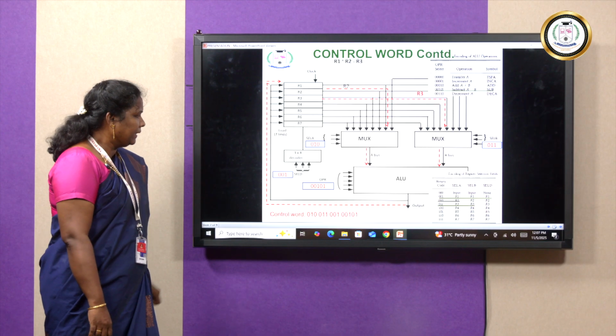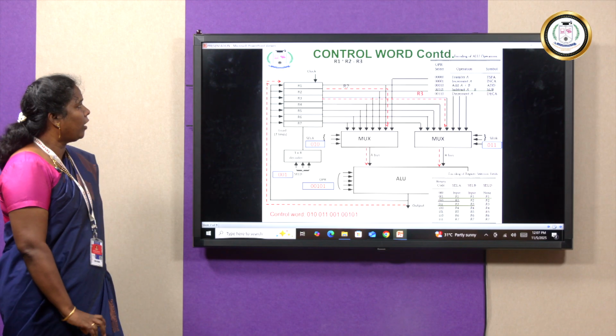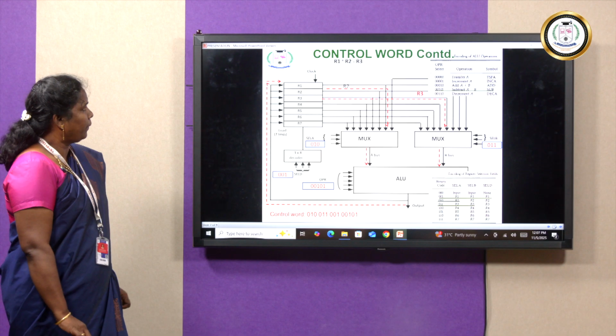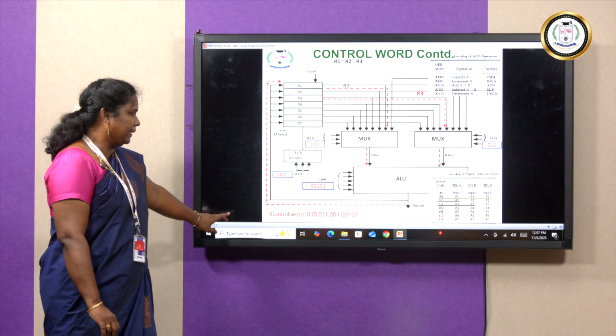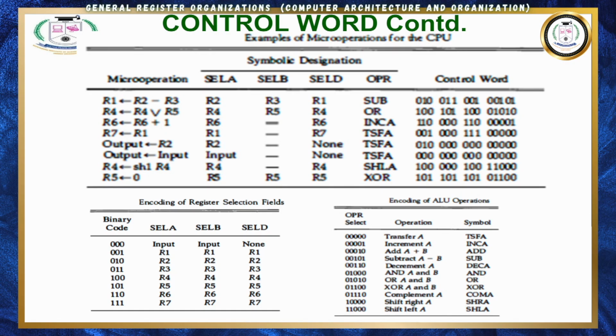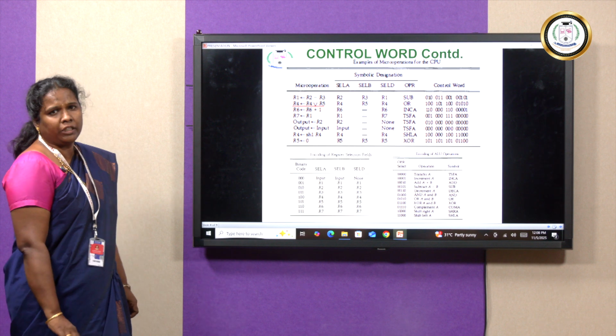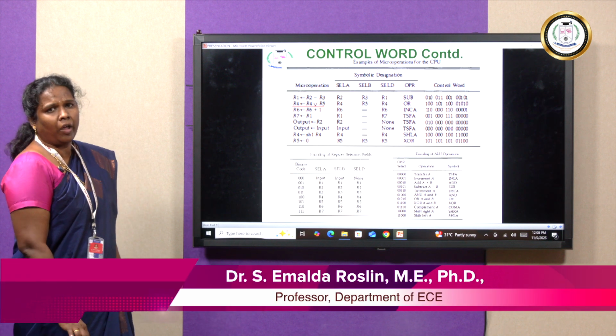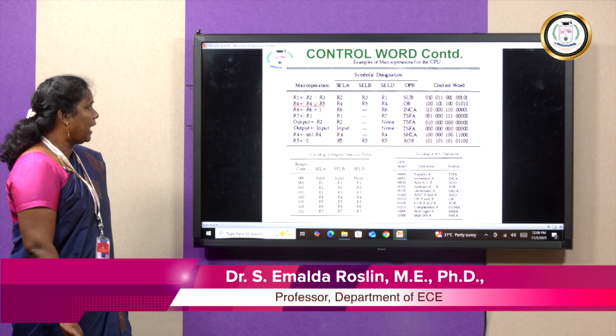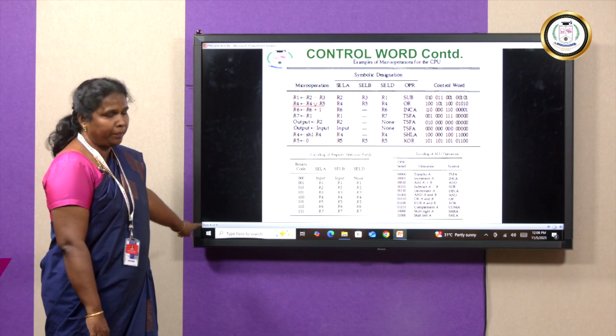So likewise, this is the control word for performing the operation R2 minus R3 loaded to R1. Likewise, for any arithmetic and logical operation, we can write the control word. Suppose you want to do a logical operation, ORing the contents of R4 and R5, and then loading the result in R4.